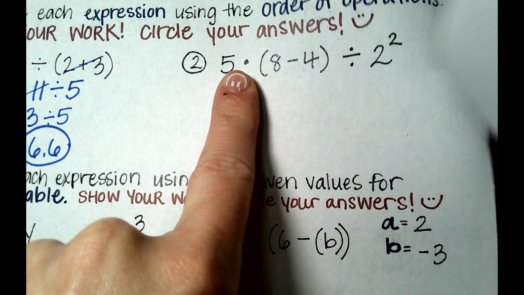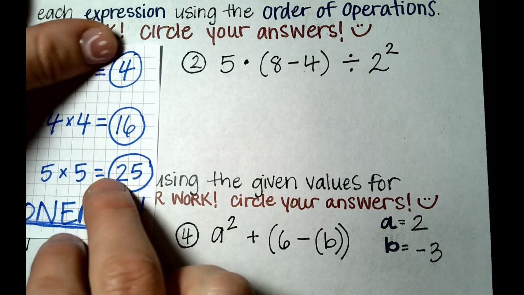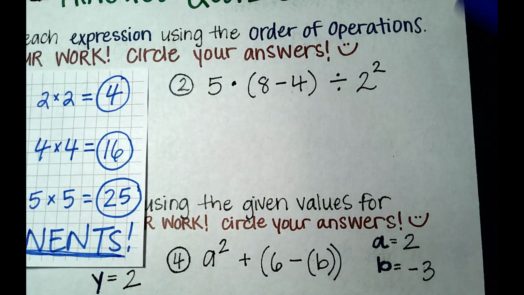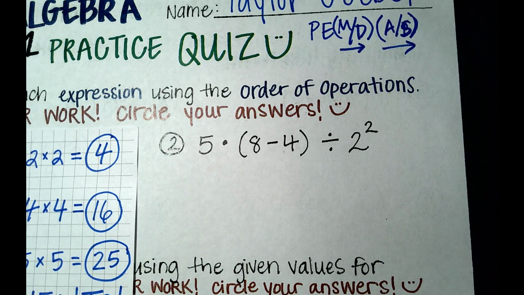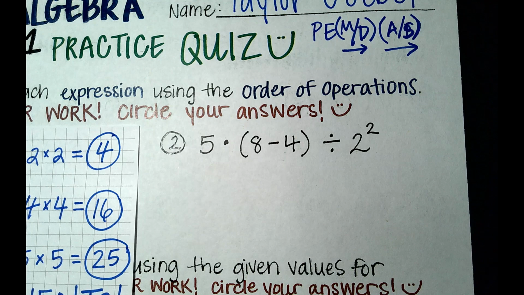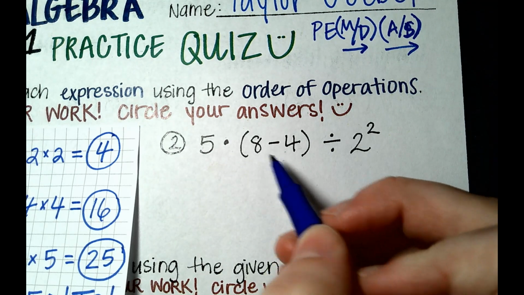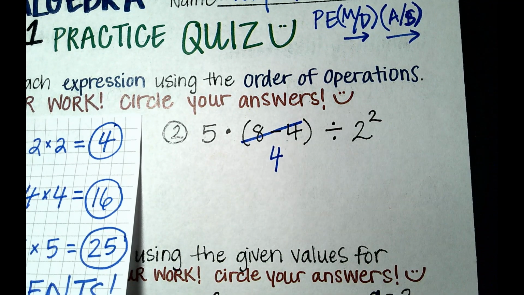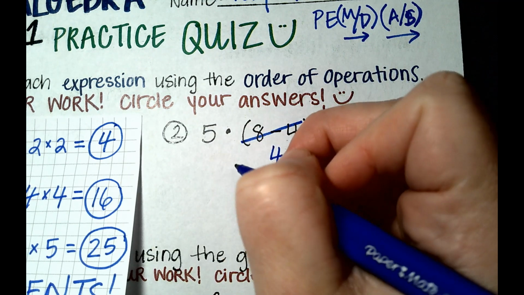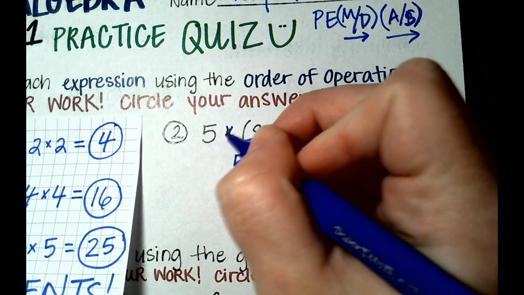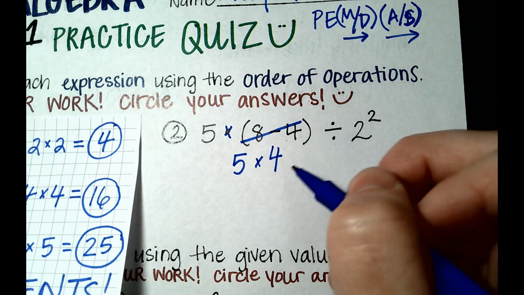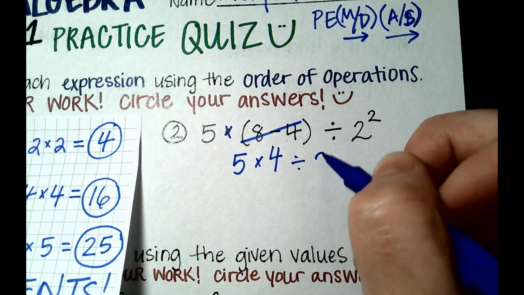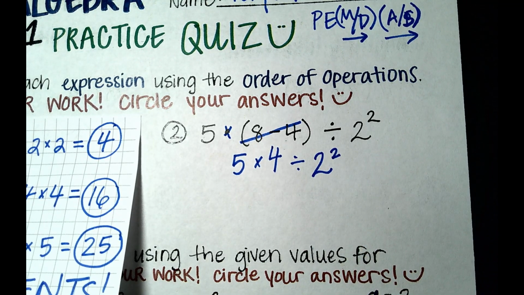Now let's actually work out number 2. So looking at the order of operations, parentheses comes first. Do we have anything in parentheses? Yes. What is it? 8 minus 4. What is that? 4. Okay, so I'm done with that. I'll cross it off. Bring everything down. 5 times 4 divided by 2 squared.